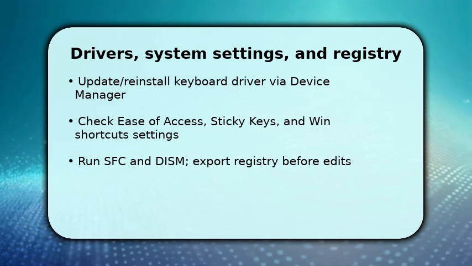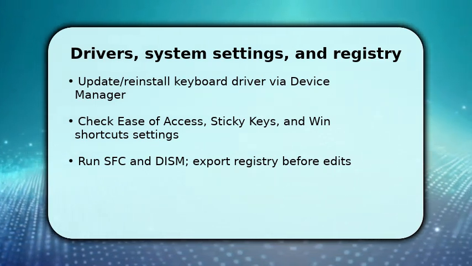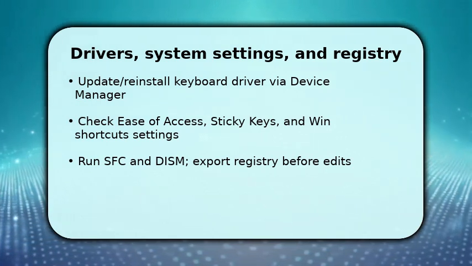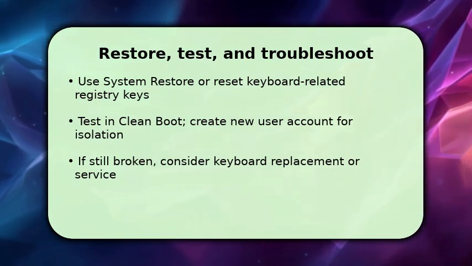If that fails, run System File Checker and DISM to repair system files. When guided to the registry for scancode map edits, export a backup first so you can undo changes safely. To finish, you restore functional settings and validate the fix.